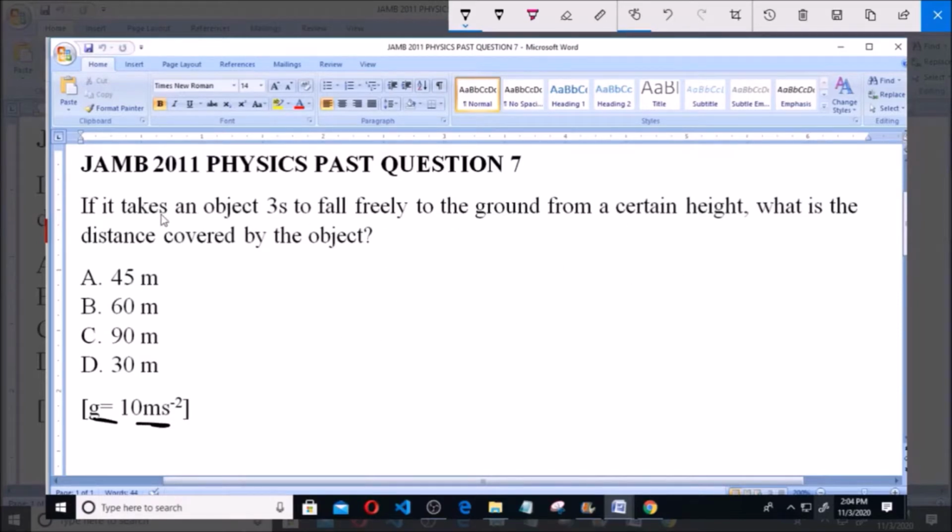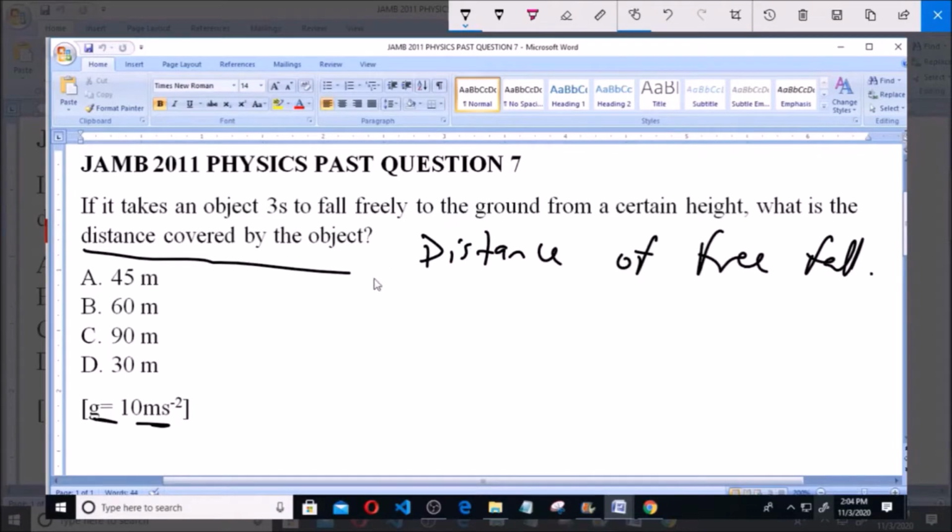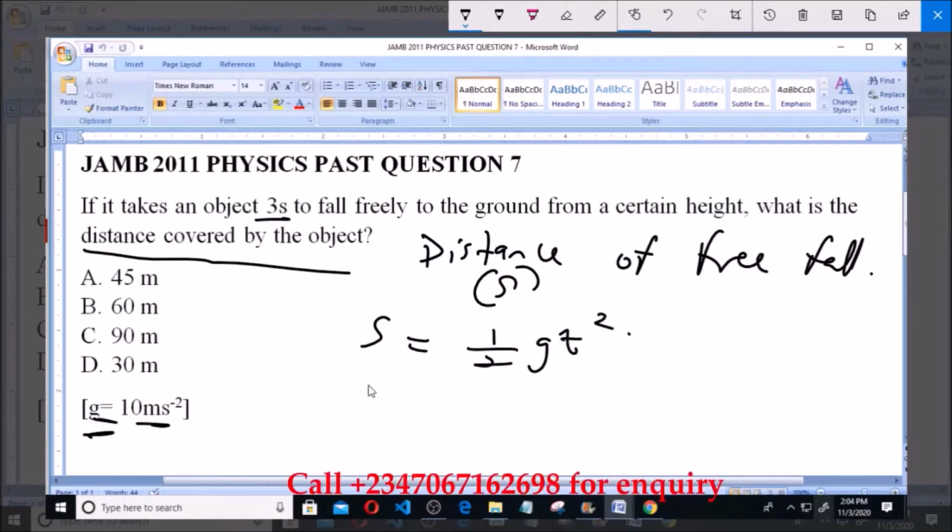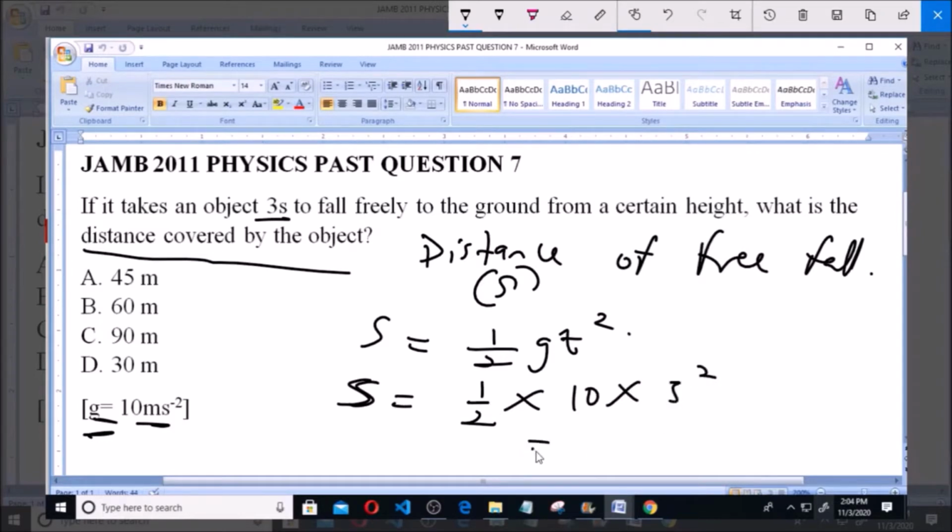Now we're asked to calculate the distance of free fall. Okay, and the formula for the distance of free fall, S, is equal to half g t square, where g of course is our acceleration due to gravity, and then t is the time taken for the object to complete its free fall. So S is equal to 1 over 2 times 10 multiplied by 3 square, and that is equal to 5 multiplied by 9, which is equal to 45 meters. 45 meters is option A, which is the correct answer to this question.